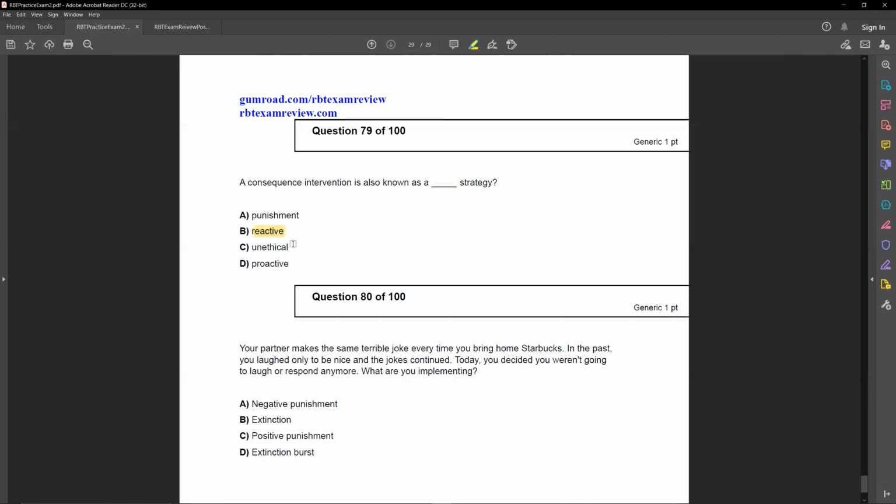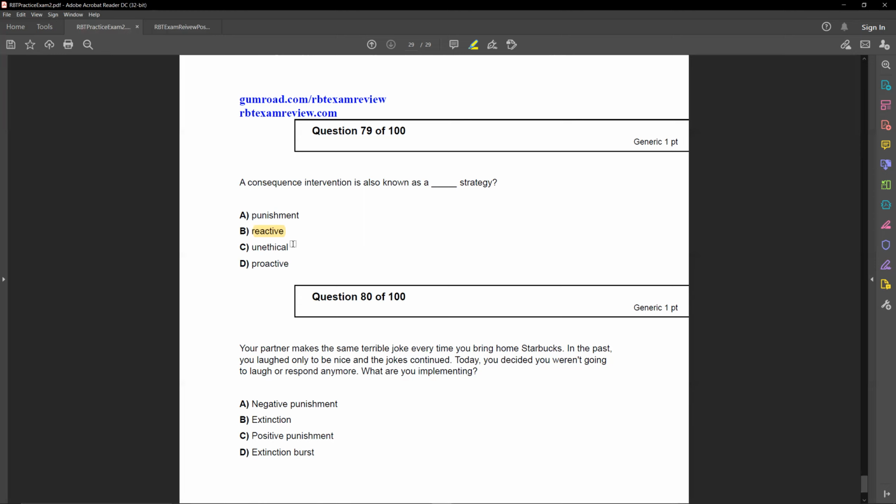Reactive sums up and describes a consequence intervention much better than a punishment strategy, okay? Because if we're going to describe a consequence intervention as a punishment strategy, that implies that our consequences are only punishment. But remember, we can have reinforcement, we can have extinction, we can have punishment, right? There's a variety of consequences we can implement, but what is a consequence intervention always? It's always reactive, okay?